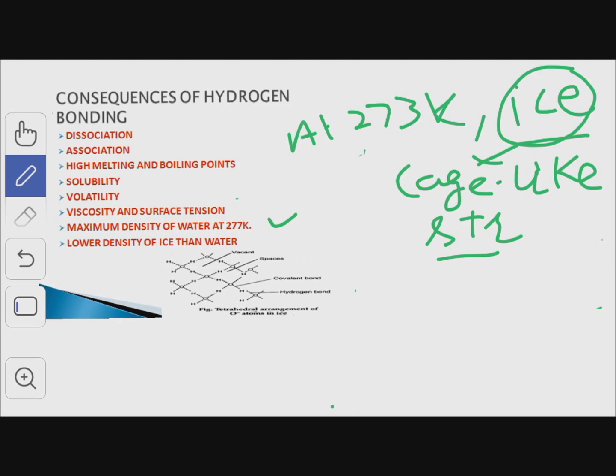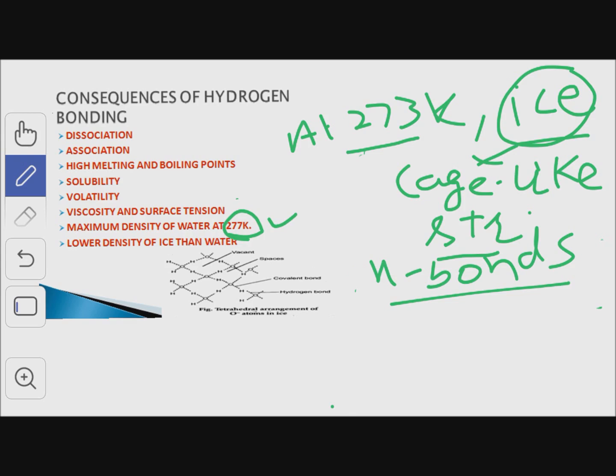molecules. Upon heating, when we increase the temperature from 273 Kelvin, these hydrogen bonds start collapsing, means breaking, and thus the molecules start coming together, resulting in the decrease of volume, and hence the density of the water increases, which goes up to 277 Kelvin.